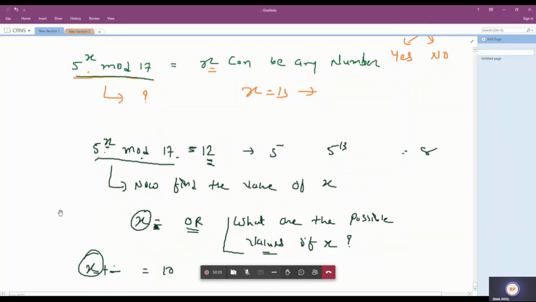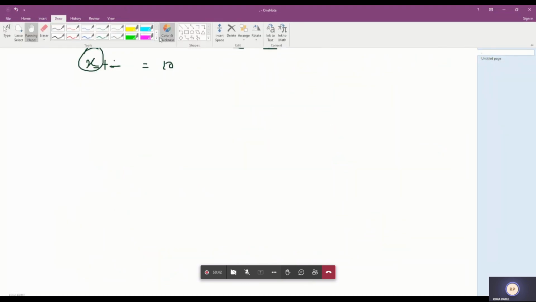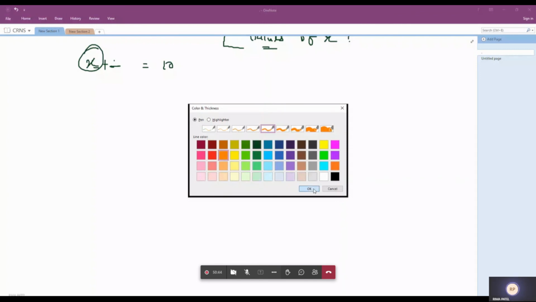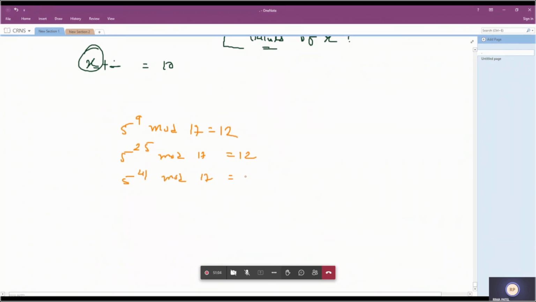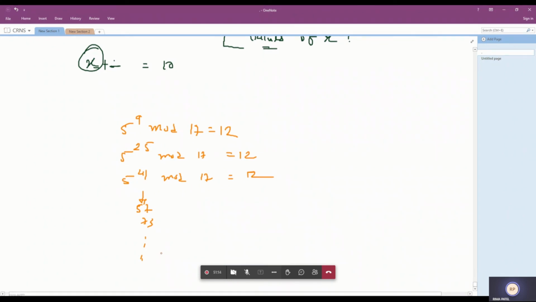So, 5 raised to 9 mod 17, if you compute it, you will get 12. If you compute 5 raised to 25 mod 17, then also it will give you 12. If you do 5 raised to 41 mod 17, then also it will give you 12. Same for 57, 73. I don't know how many possible values there are. So this is the strength of the one-way function.